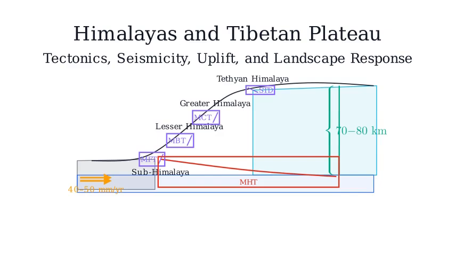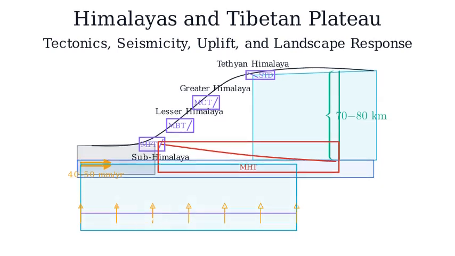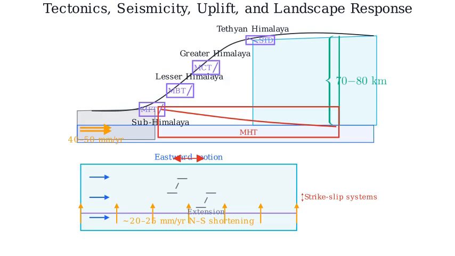India continues to converge at about 40 to 50 millimeters per year, providing the energy that keeps this mountain belt active. Today, GPS shows that convergence continues at roughly 40 to 50 millimeters per year. About half of that, around 20 to 25 millimeters per year, shortens the crust across the Himalaya. The rest is spread across Tibet, where the plateau moves generally eastward, with strike-slip faults along the edges and even zones of extension inside the plateau.